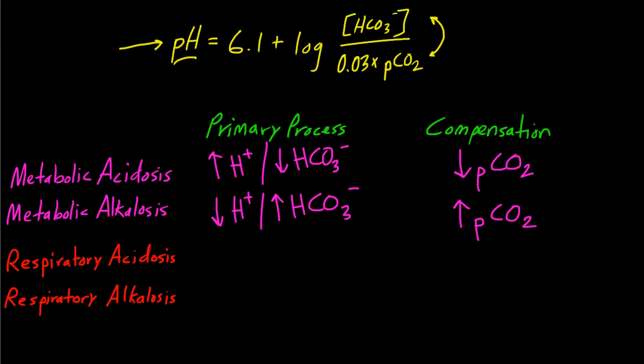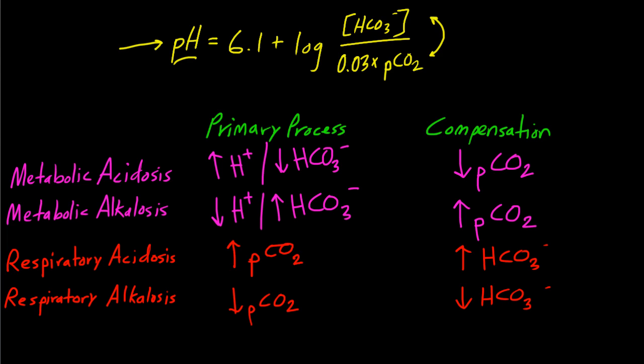This is called respiratory compensation for metabolic disorders. Along the same vein, a respiratory acidosis is something that interferes with ventilation so that the PCO2 rises. Likewise, the way to compensate for that would be to increase the amount of bicarbonate. A respiratory alkalosis, so if someone's hyperventilating, they're going to drop their PCO2. Compensation for that is going to be a reduction in bicarbonate.